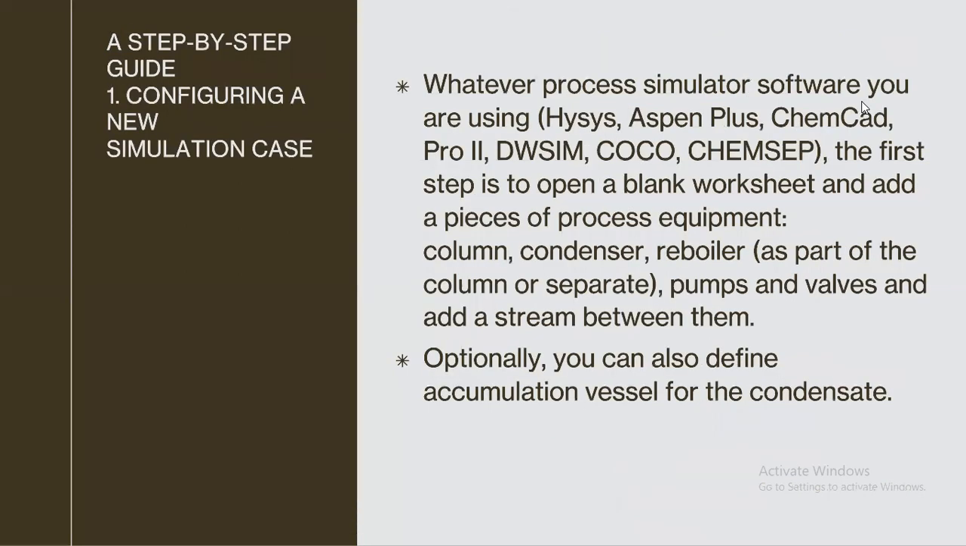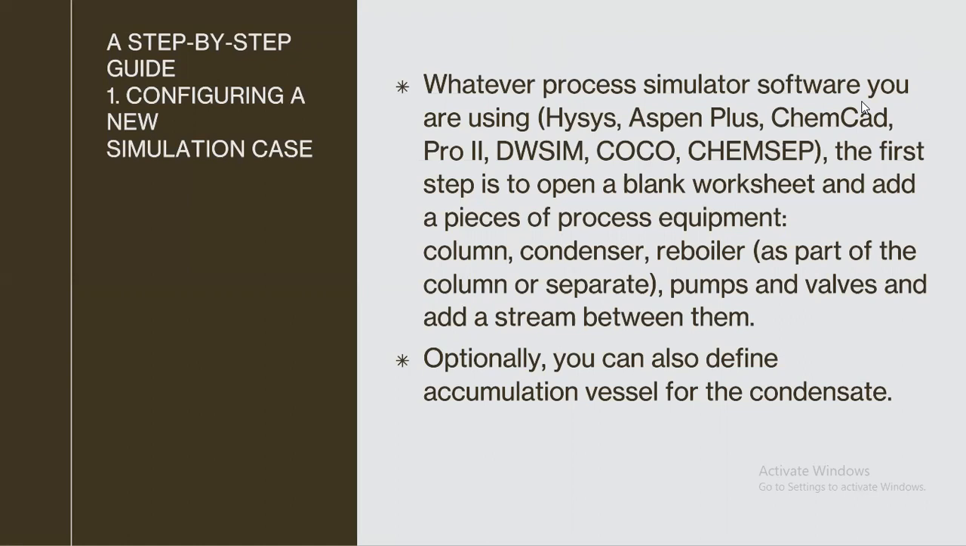So configuring a new simulation case. Whatever process simulator software you are using, it might be HYSYS, Aspen Plus, ChemCAD, Pro/II, DWSIM, COCO, ChemSep. The first step is to open a blank worksheet and add pieces of process equipment. So these equipments include the distillation column itself, the condenser, the reboiler, their pumps, their valves, and add a stream between them. Right? In this case, I'll be using COCO in conjunction with ChemSep.